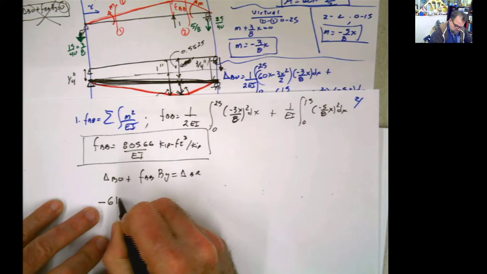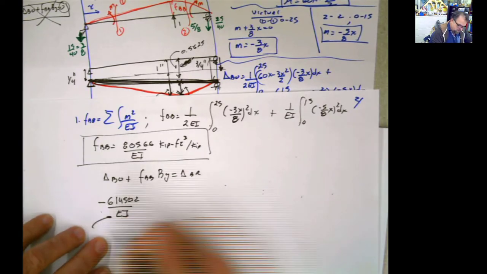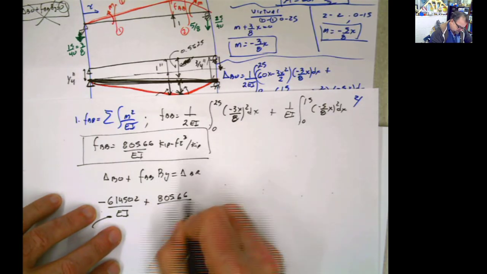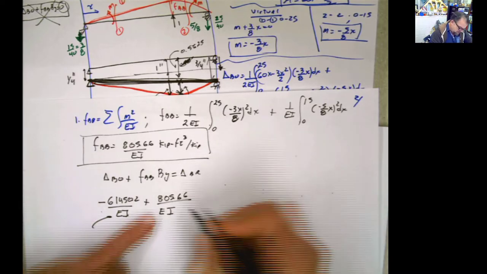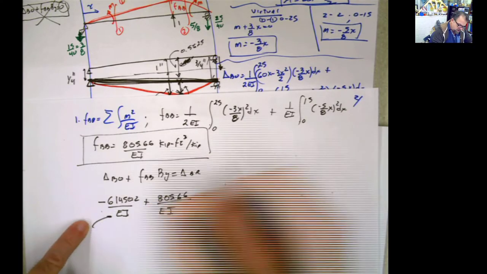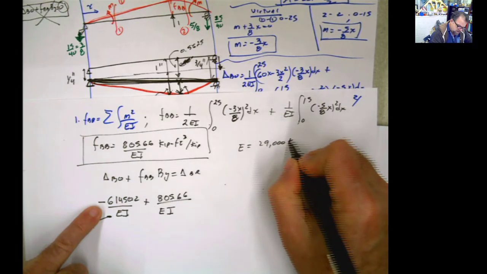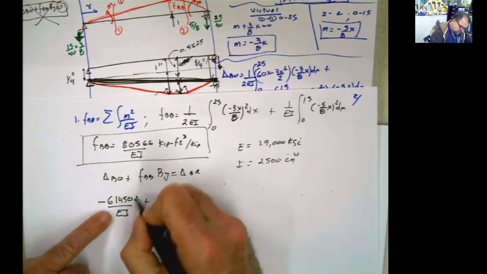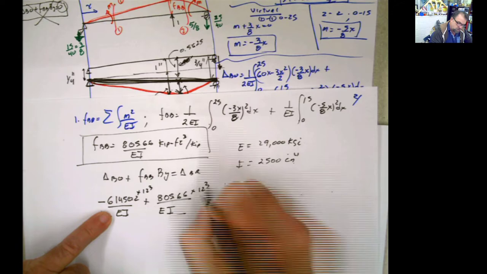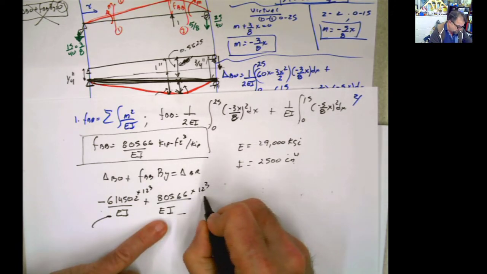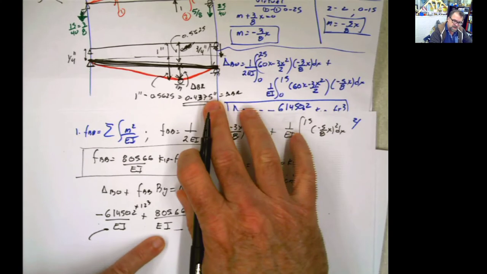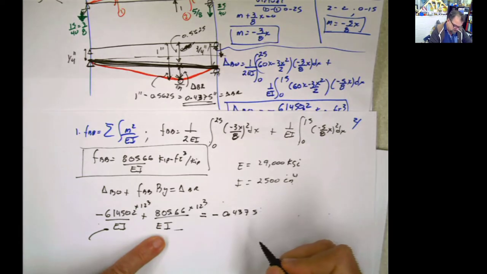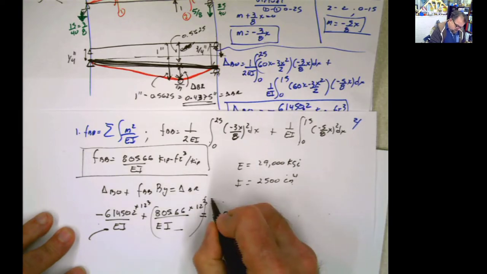So delta BO plus FBB times BY equals delta BR. Delta BO is negative 61450.2 divided by EI, plus FBB. FBB is 805.66 divided by EI. Now remember, when you put in the values, E is 29,000 ksi and I is 2,500 inches to the fourth. If you put these values in here, you have to multiply by 12 to the third to keep it in inches, if you want it in inches. That has to be equal to the relative displacement that we calculated here, and it's negative, 0.4375. And of course, this value has to be multiplied by BY.